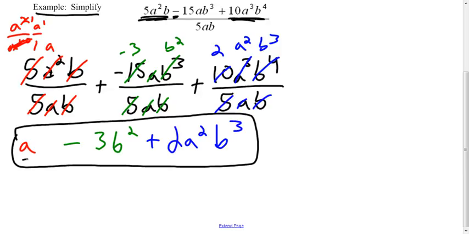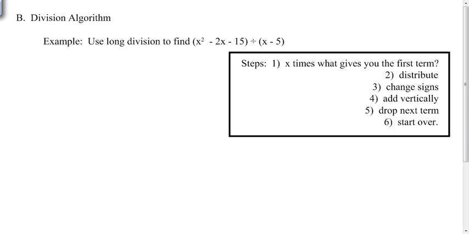And each of these terms are different. We don't have any like terms, so we can't simplify it down. So this would be our final answer. Moving on, now we will go back and look at the division algorithm.